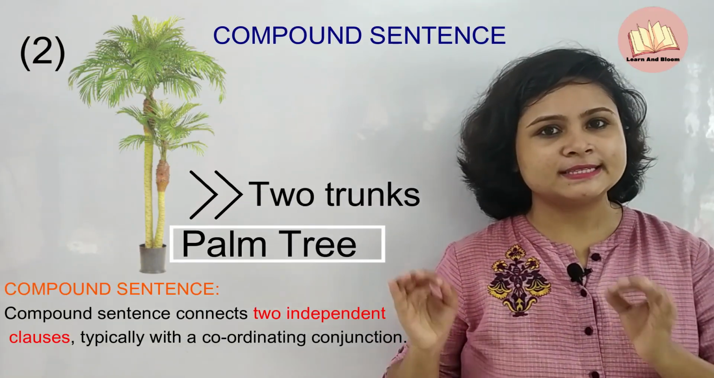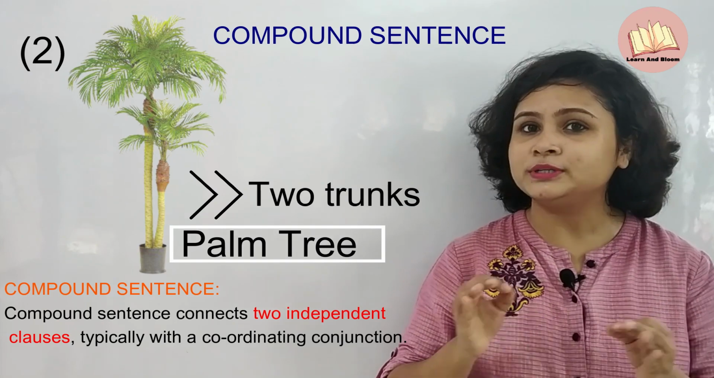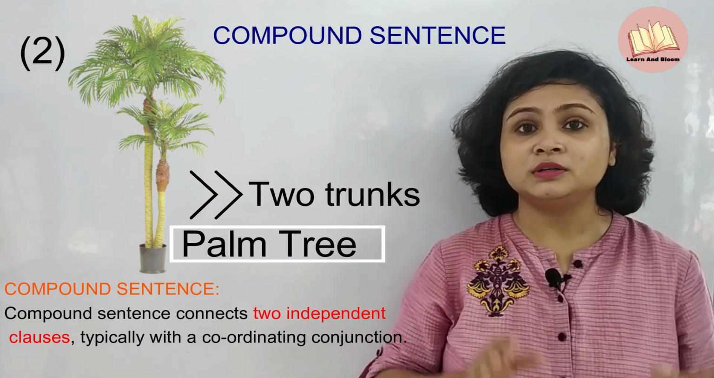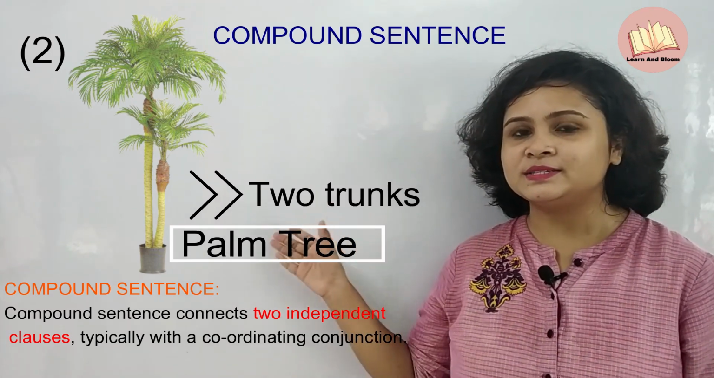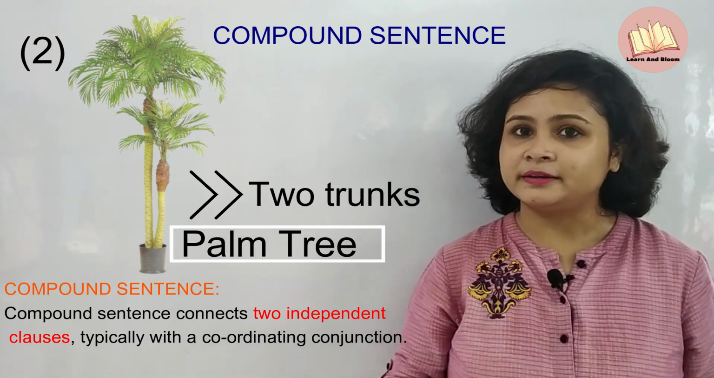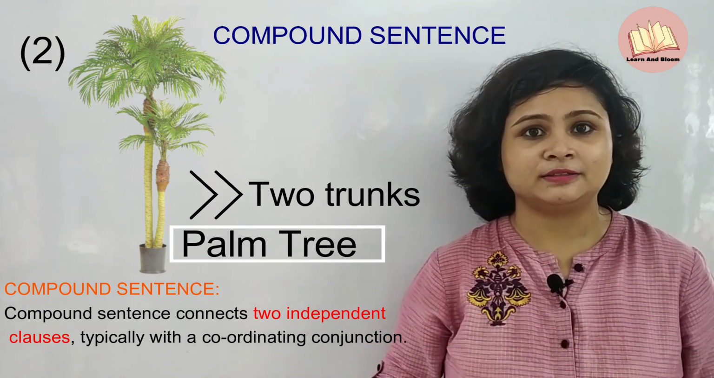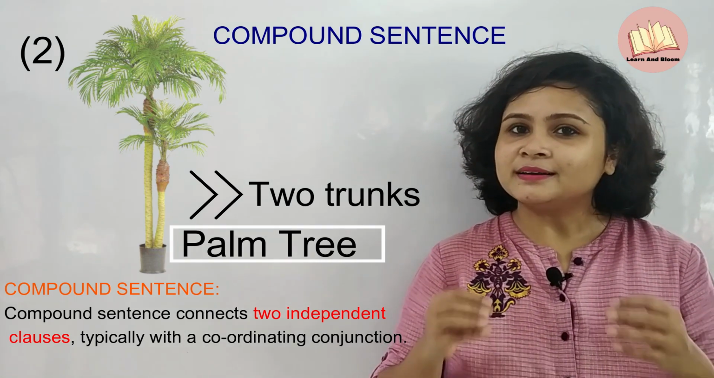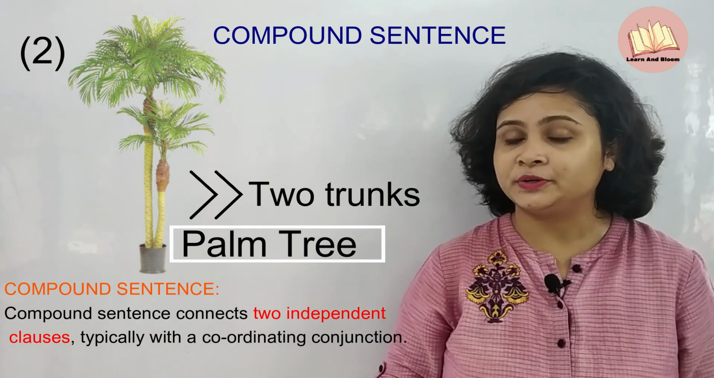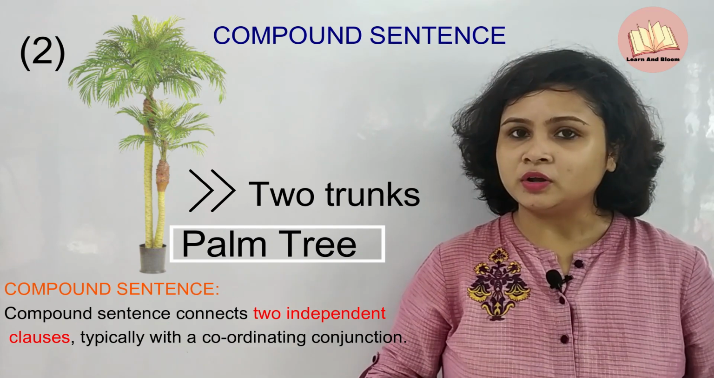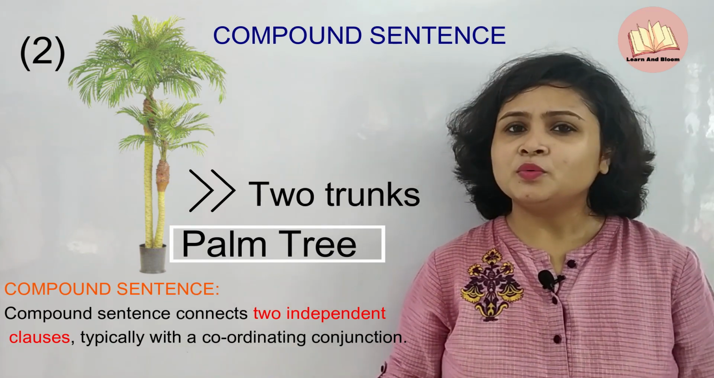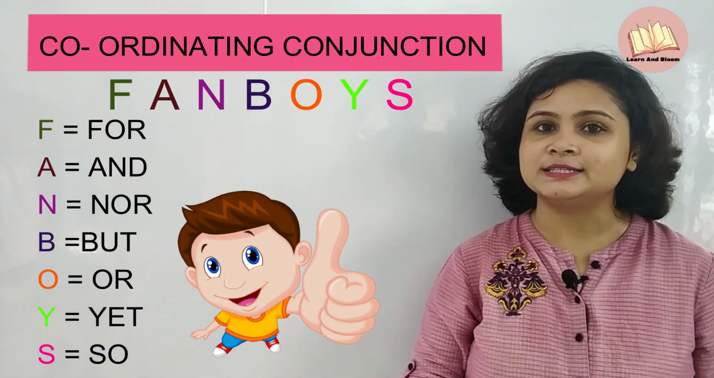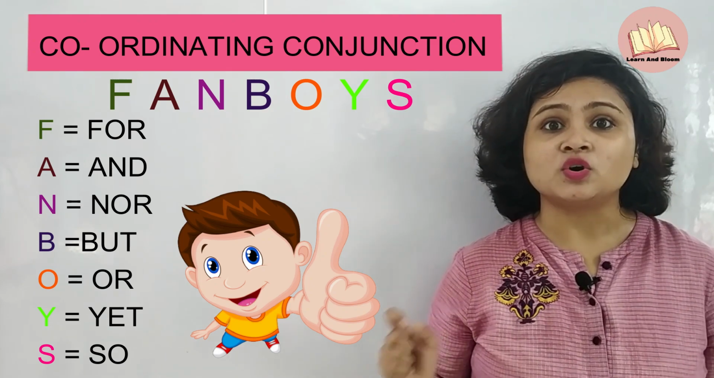Now we will understand the second type of sentence, that is compound sentence. We will compare it with the second picture, that is of a two-trunk palm tree. You can see that this tree has two trunks. They are connected but they do not support each other. Similarly, compound sentence has also two main clauses. They are connected but they do not support each other. They are connected with the semicolon or coordinating conjunction. Now, what are coordinating conjunctions? I have given here a list of coordinating conjunctions: for, and, nor, but, or, yet, so.